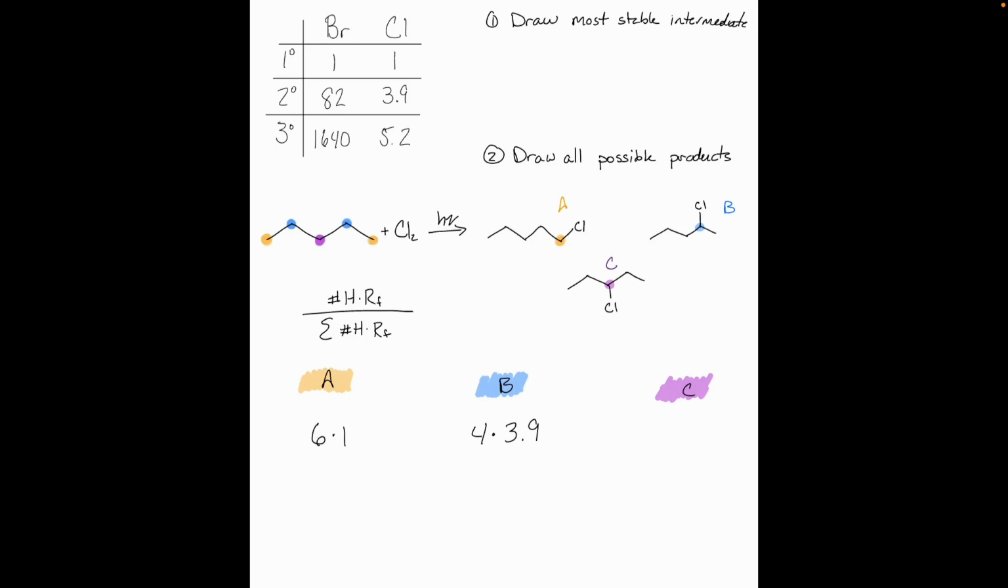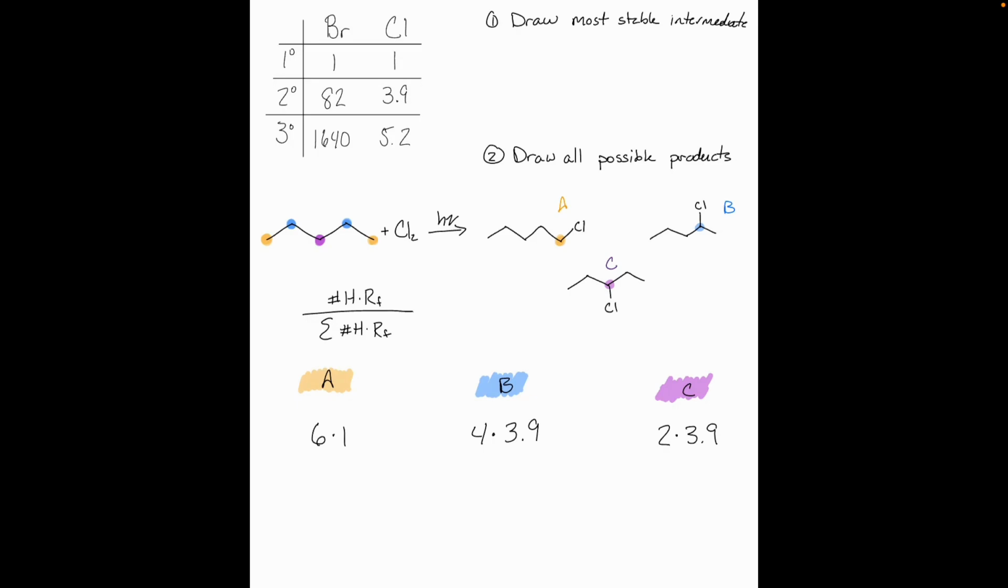What about group C? How many carbons? Nope, not carbons. How many hydrogens? 2, right? Because it's still a secondary carbon, and then the reactivity factor is 3.9. Both the group B and C are secondary carbons, but we got to treat them differently because they would each give us a different product.